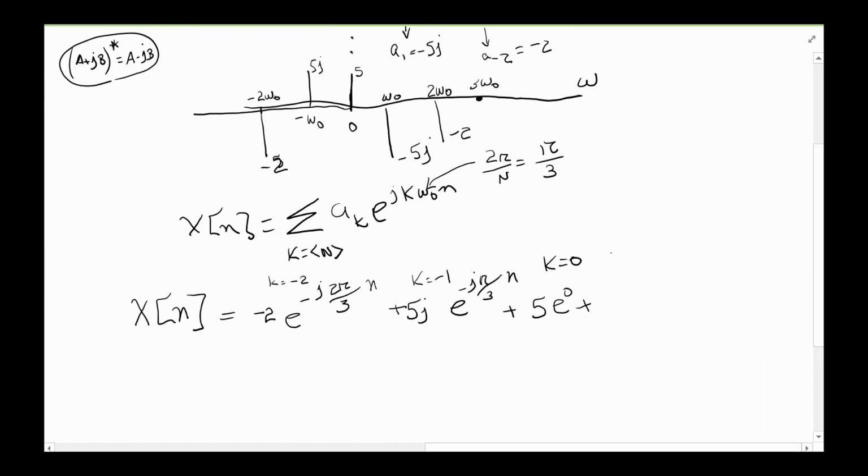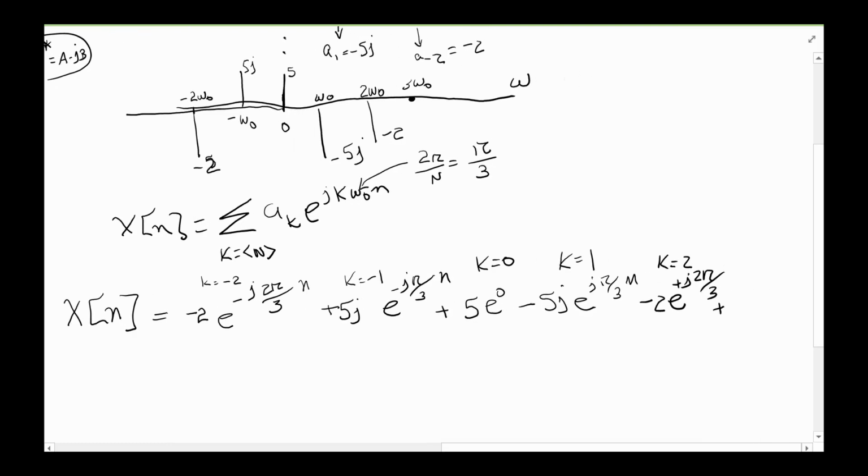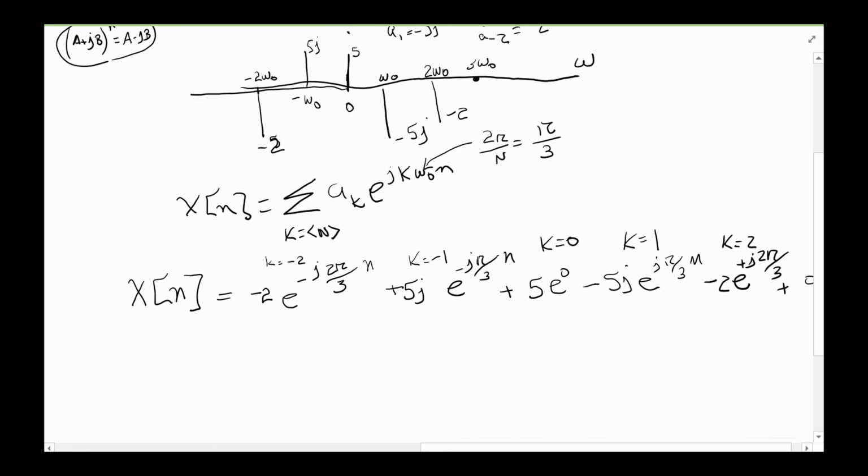Plus, I have two more terms to write because k equal to 3 is 0. So k equal to 1 is going to be minus 5j for a of 1, e to the j pi over 3 n, plus, or minus in this case, because k equal to 2 gives us a minus 2, so we do a minus 2 e to the plus j 2 pi over 3 n. And plus, of course, the last one, where the coefficient a of k is 0, so I'll put a 0 in front of it. So that's my x of n.